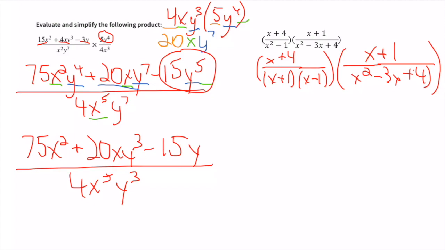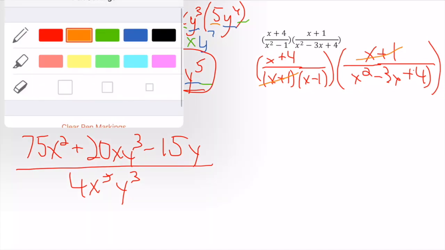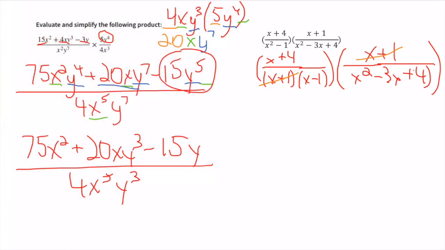But what that did for me is now notice that I have an x plus 1 on the top and an x plus 1 on the bottom. So there's a common factor top and bottom, so I can just eliminate those. It's just reducing the amount of work that I have to do. So now I'll go ahead and solve.